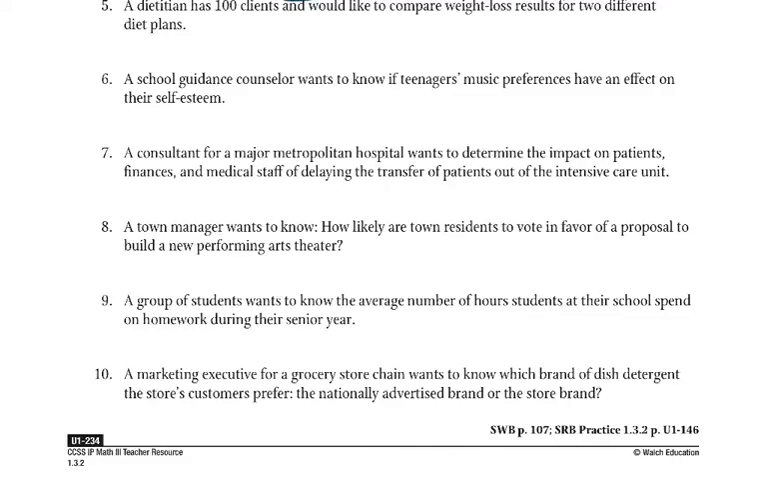Number 5. A dietitian has 100 clients and would like to compare weight loss results for 2 different diet plans. So we're looking at 2 different diet plans. So once again, an experiment, because you want to control everything but the diet plans. Okay? You want to make sure that that's what is causing the weight loss, not something else. And the results. So an experiment where you could control that would be the best option.